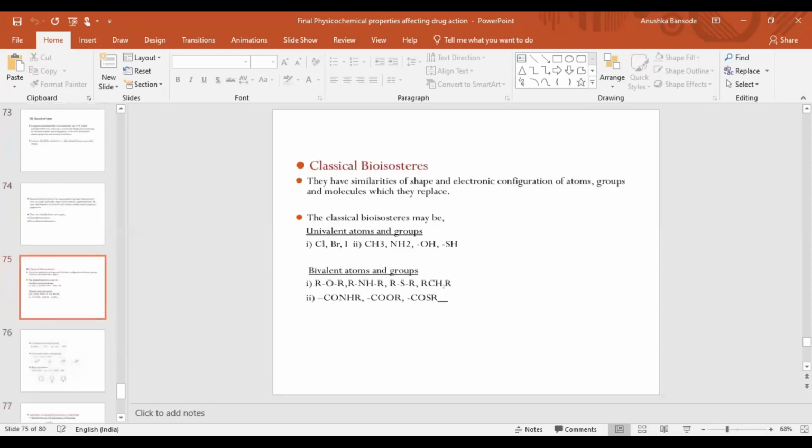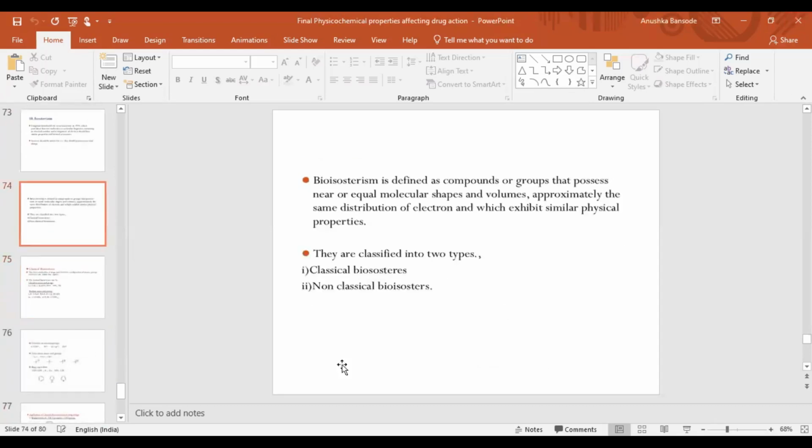When we want to classify these bioisosteres, they are classified into two: one is classical and the second is non-classical. Before that, we will see how this particular tool is used for drug design. Bioisosterism is a tool for drug design, which was explained by Langmuir, who observed the similarity in physical and chemical properties of atoms, groups, and radicals which have similar electronic structure.